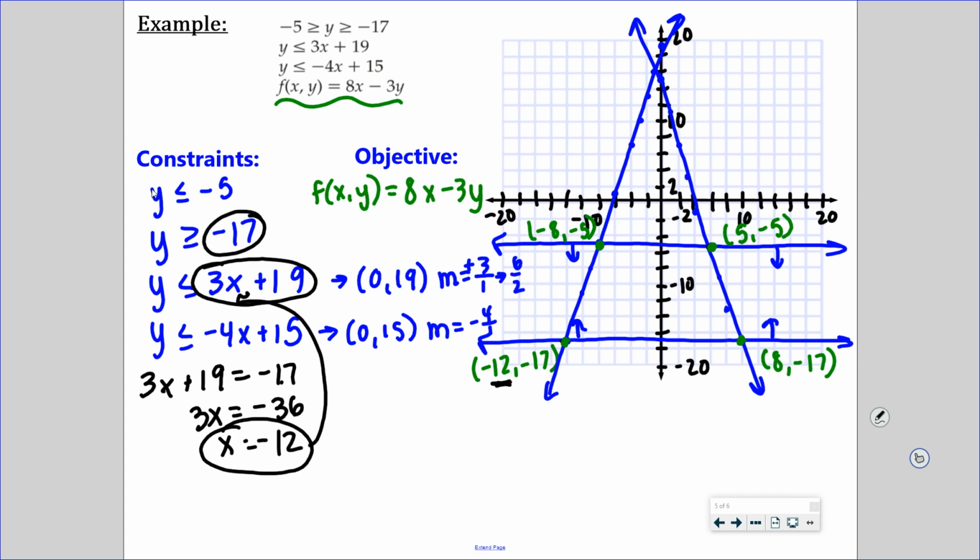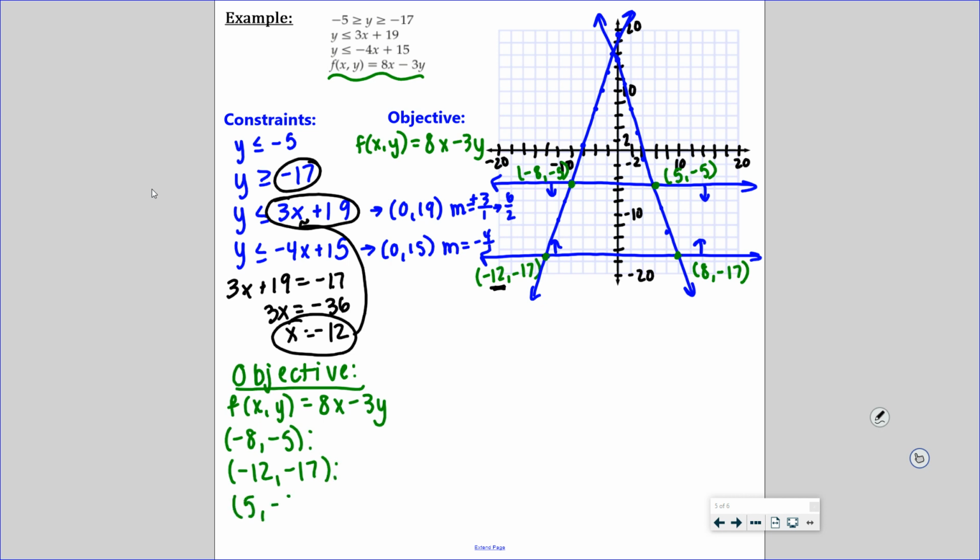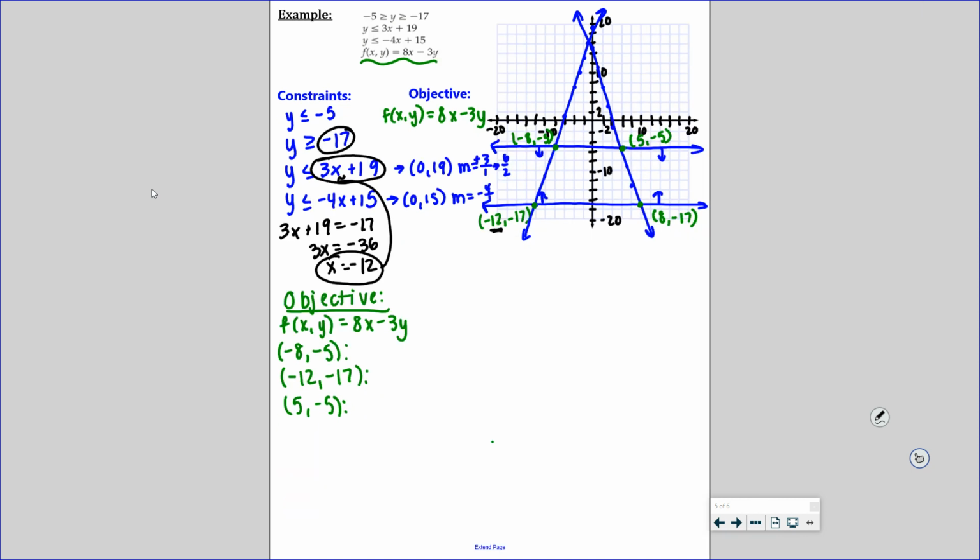Okay. Now, the objective part is you just plug all those points in. So let's split up the duty here. Okay, we got the points, negative 8, negative 5, negative 12, negative 17, 5, negative 5, and 8, negative 17.